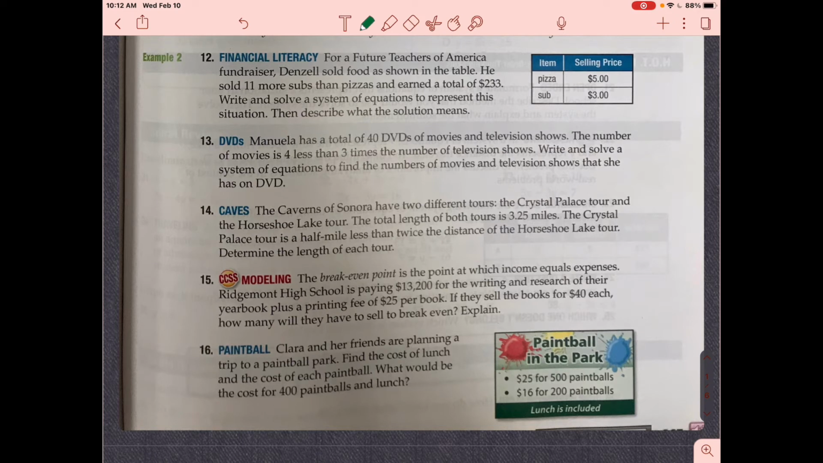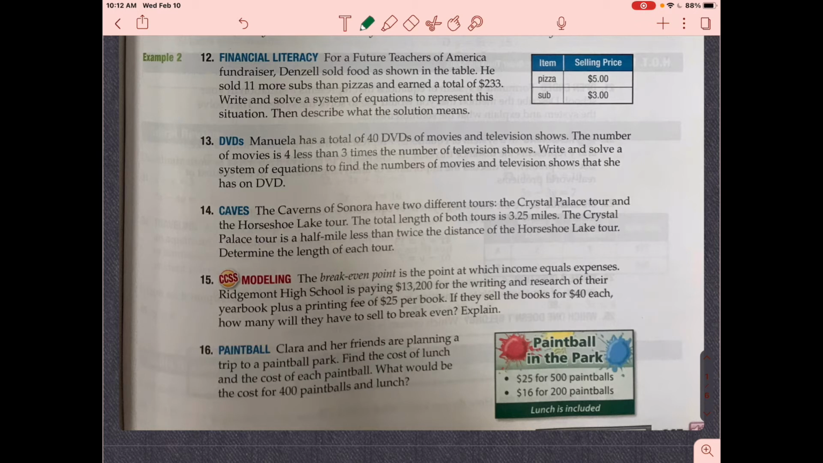Let's look at another problem here. In financial literacy, it says, for a Future Teachers of America fundraiser, Denzel sold food as shown in the table. He sold 11 more subs than pizzas and earned a total of $233. So this is not the two situations word problem. This is a situation where I'm going to need to write two equations based on some information that I'm given. So what I know is that he earned a total of $233.